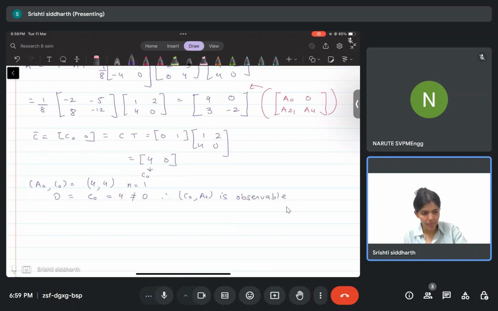Observable. Therefore, we have transformed the system into the standard form for an observable system. Questions you can ask me. Meanwhile, I'm going to write down the next question.